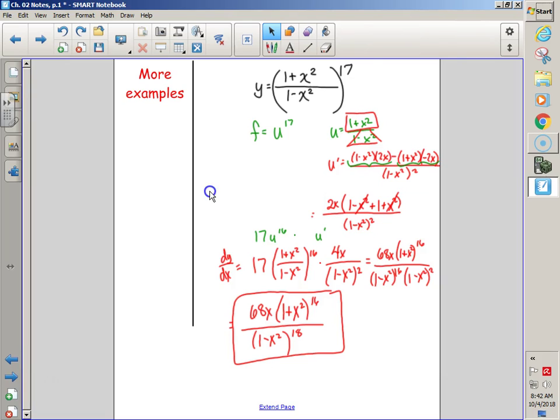Oh, because this ended up being 2x times 2, because the x squareds cancel and 1 plus 1. Anything else? Did I lose anybody else?